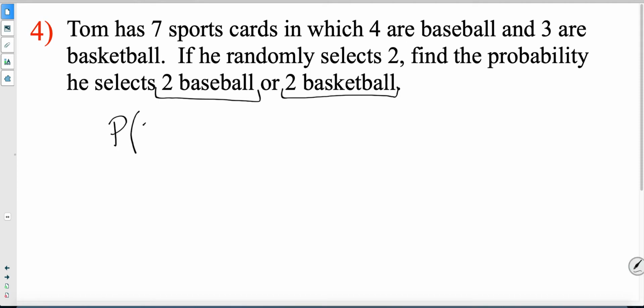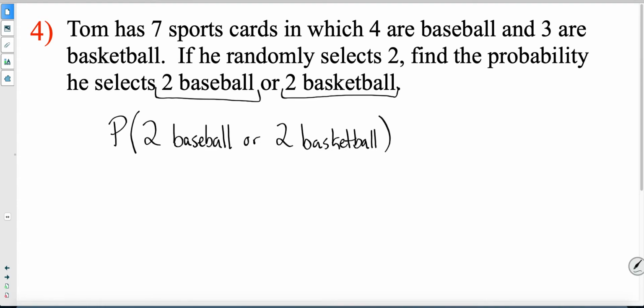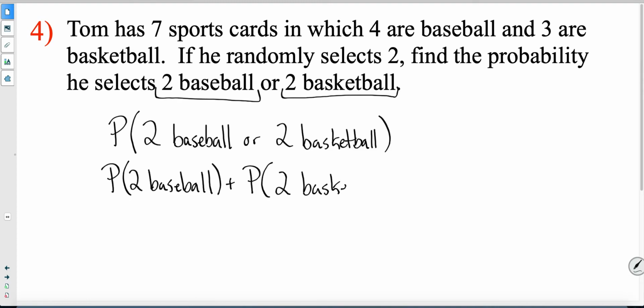So we want the probability of 2 baseball cards or 2 basketball cards. Then we can split that up because it's an or. So it's the probability of 2 baseball cards plus the probability of 2 basketball cards.